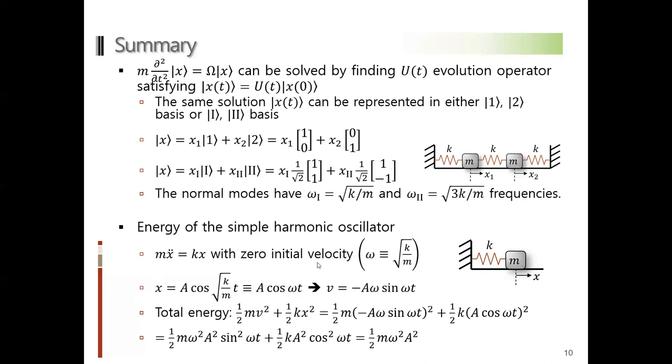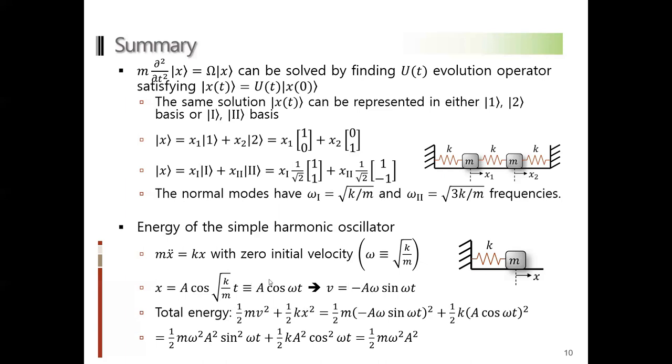With this initial condition, zero velocity initial condition, we found that the position can be represented as a harmonic function like this one, and then the velocity is the time derivative of this solution, and we can obtain this one. And if you remember the total energy of any of the masses, generally it is the summation of the kinetic energy and then the potential energy. And the potential energy of the harmonic oscillator looks like this one.